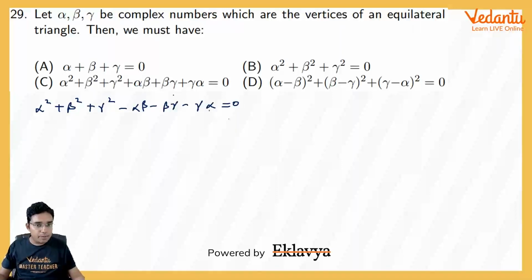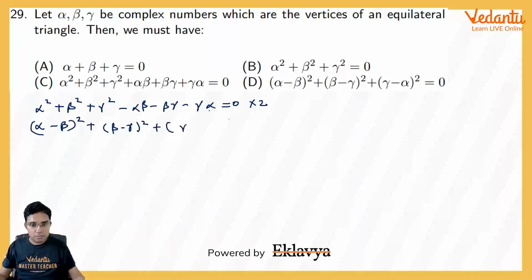If you multiply this by 2 and rearrange, it is very easy to see that it becomes (alpha minus beta) square plus (beta minus gamma) square plus (gamma minus alpha) square is equal to 0. So the answer for this will be D.